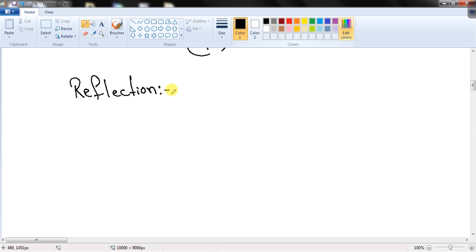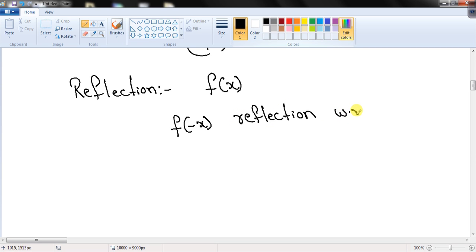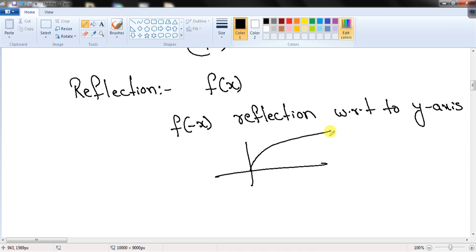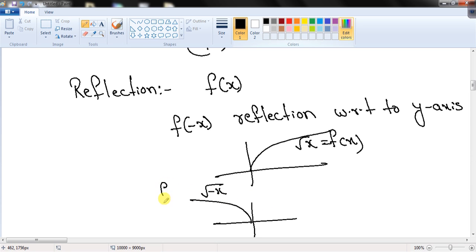If I have the graph of f of x, if I need to draw the graph of f of minus x, what does f of minus x mean? Reflection of the graph with respect to y-axis. That is the graph of f of minus x. So suppose this is the graph of f of x, which is root x, this is the graph of f of minus x, which is reflection with respect to y-axis.